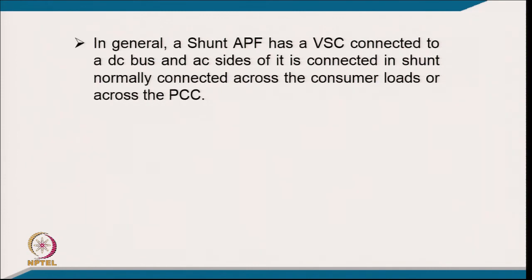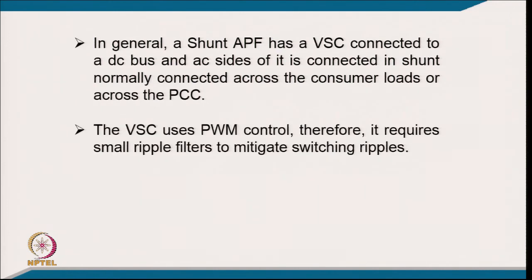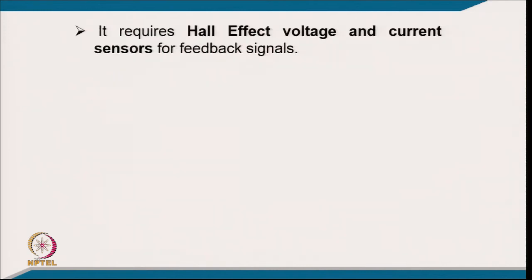In general, a shunt active power filter has a voltage source converter connected to the DC bus, and the AC side of it is connected in shunt, normally across the consumer load and across the PCC, the point of common coupling voltage. The voltage source converter uses pulse width modulation control. Therefore, it requires a small ripple filter to mitigate the switching ripple.